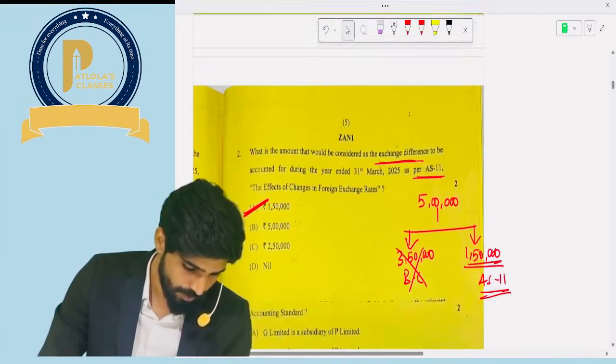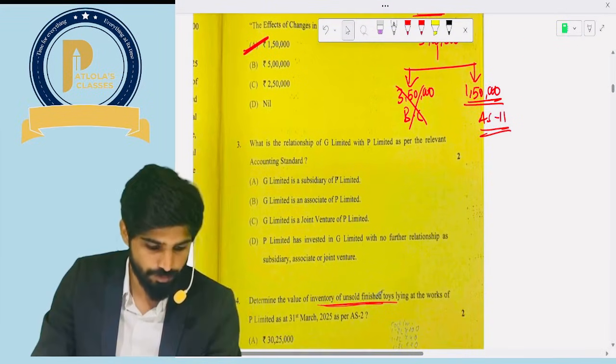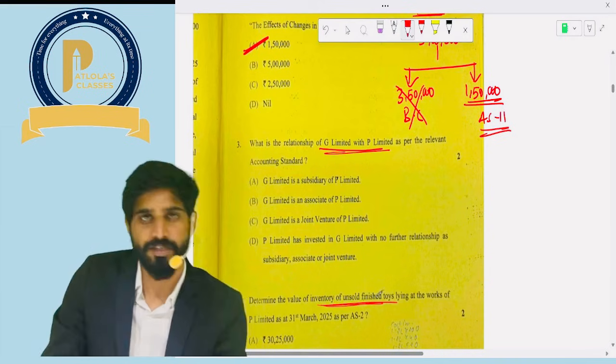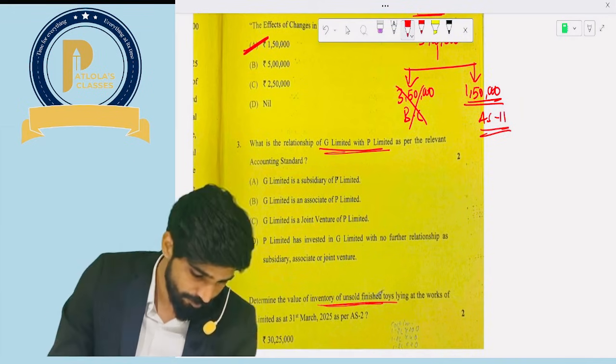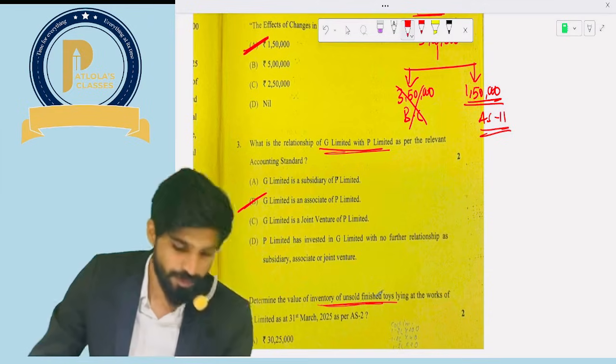So what is the question that they are asking? What is the relationship of G Limited with P Limited? Very simple. G Limited is an associate of P Limited. So the answer would be B.